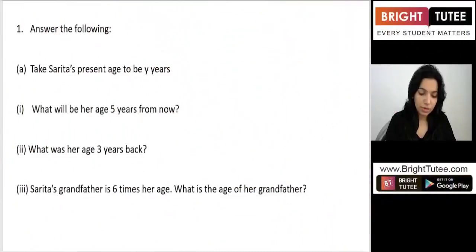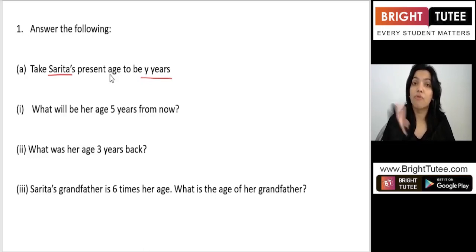Let us try to write some more of these expressions. Okay, so here are the statements and let us try to write the expressions for that. It says take Sarita's present age to be y. So this is what we need to assume, that Sarita's present age is y years. Okay, and we are going to write the expressions by keeping this in mind, that we have assumed that her present age is y years.